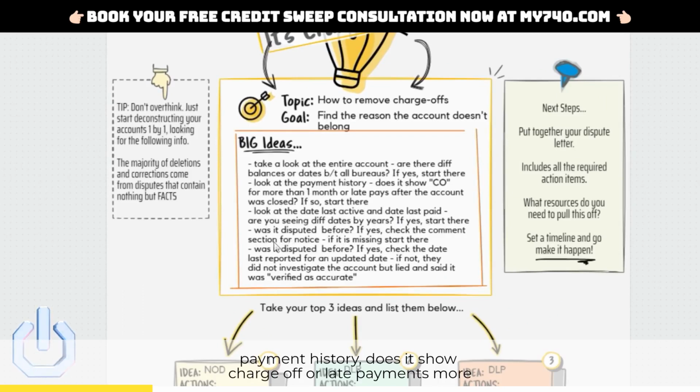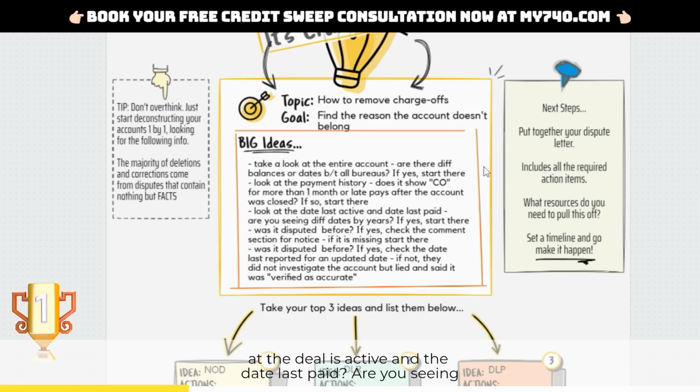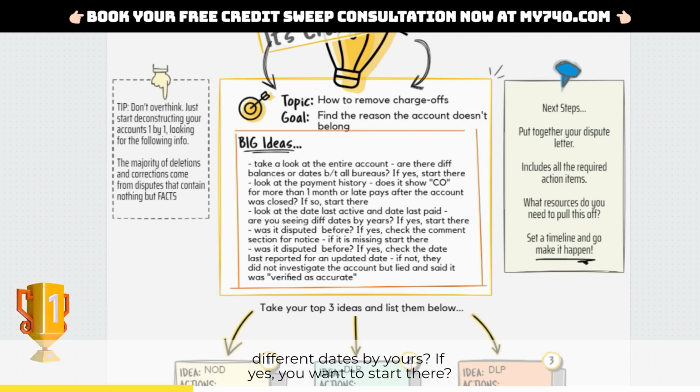Does it show charge off or late payments more than 1 month or late payments after the account was closed? If yes, start there. Now, just to clarify, when I say late payments in the payment history more than one, I'm talking about after the account was closed, because there should not be any activity after the account was closed, okay? And if it says charged off, obviously the account is closed, okay? So look at the date last active and the date last paid. Are you seeing different dates by years? If yes, you want to start there.